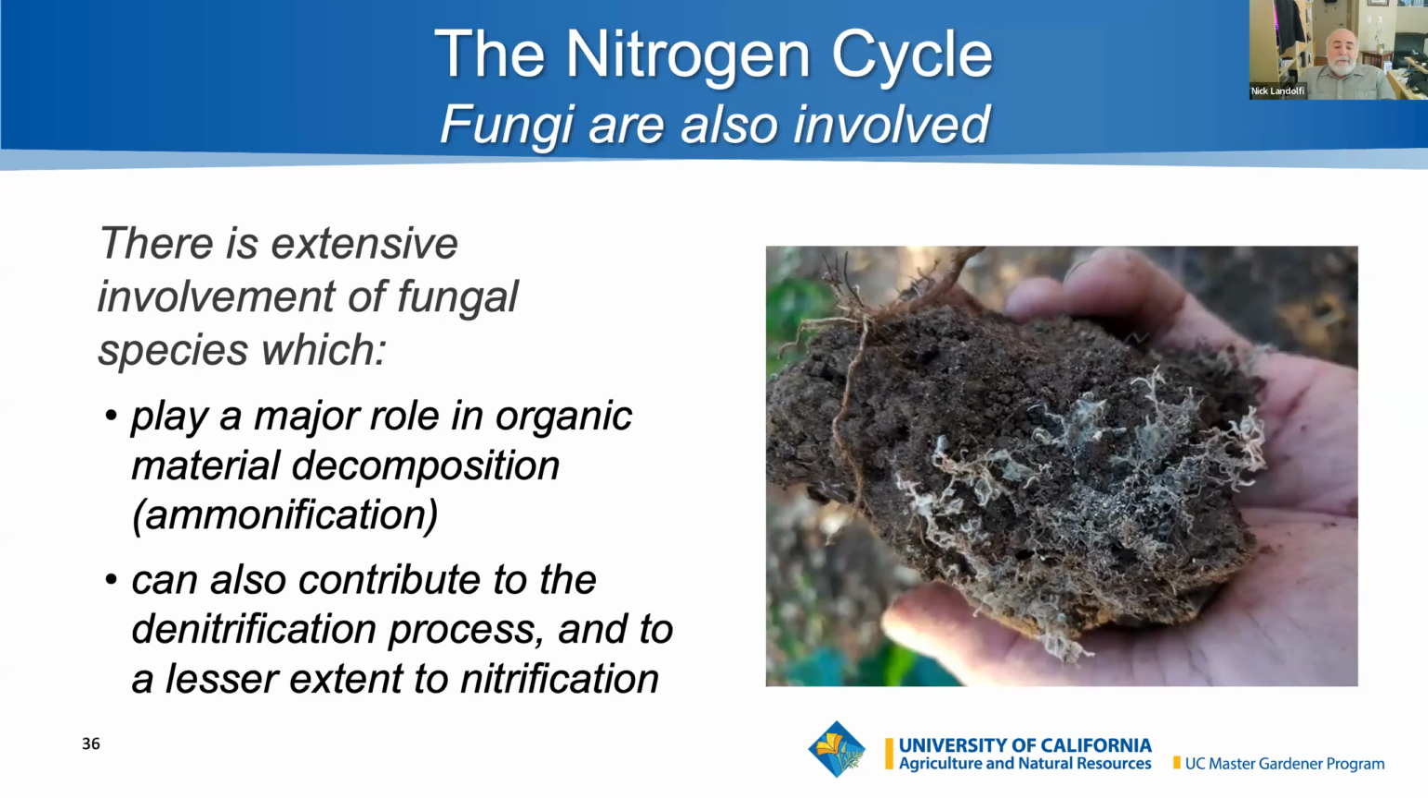While I have mostly mentioned bacterial involvement in the nitrogen cycle, you need to be aware that fungal species are also extensively involved. They play a major role in organic material decomposition, which is ammonification. Some fungi, specifically mycorrhizal fungi, can partner with nitrogen-fixing bacteria to the benefit of the plant. Fungi can also contribute to both nitrification and denitrification.